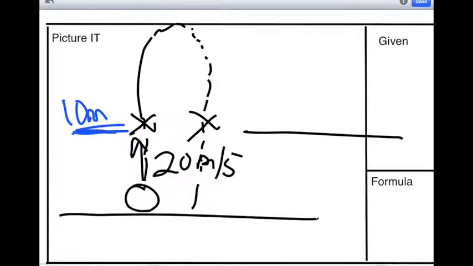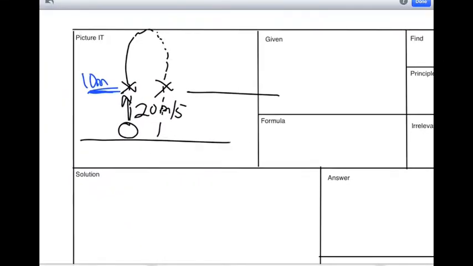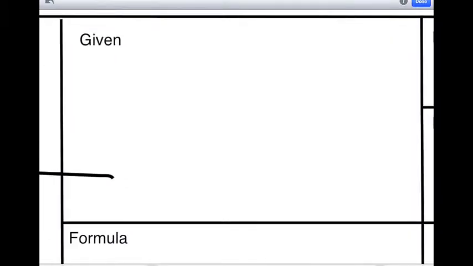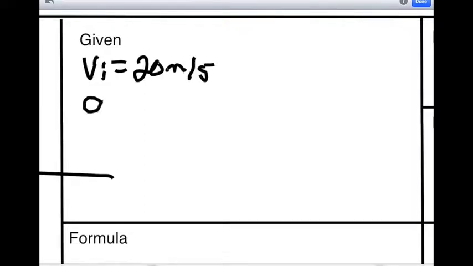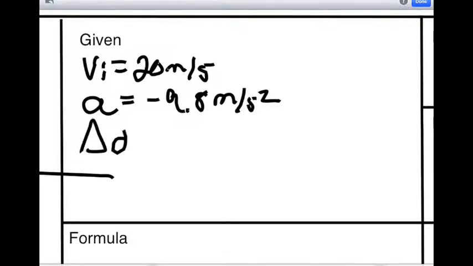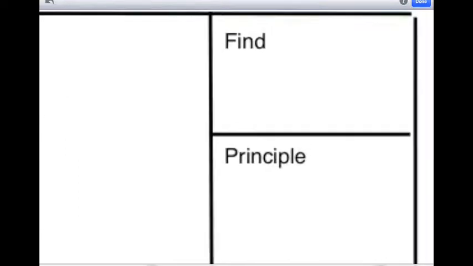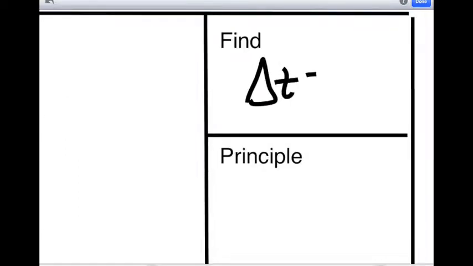So let's look at what we know. In the given information we have the initial velocity is 20 meters per second. We know that the acceleration due to gravity is negative 9.8 meters per second squared. We also know that the displacement is 10 meters. We want to know at what time it's 10 meters away. So now let's take a look. If we go to our find, we are trying to solve for the time. So we know we're talking about accelerated motion at this point.